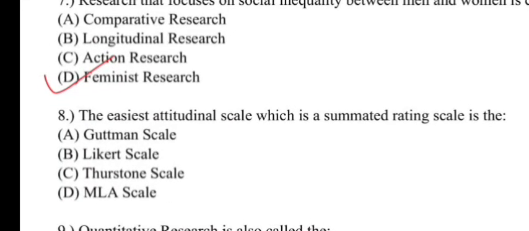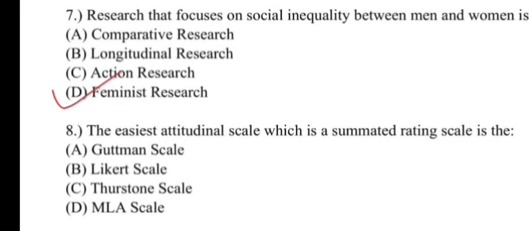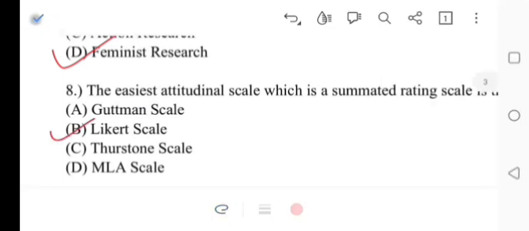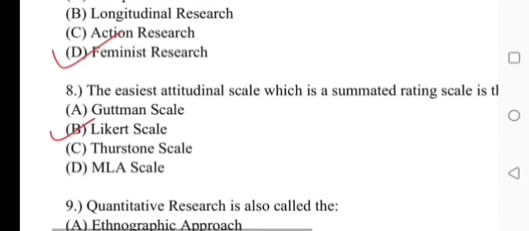Number 8 says, the easiest attitudinal scale, which is summated rating scale, is the what? A, B, C, D: Guttman scale, Likert scale, Thurstone scale, MLS scale. It will be Likert scale according to me. I may be wrong. Please keep this in mind. Do not treat my answer as an absolute truth or as absolutely right, because as you all know, there is no absolute thing in this world.